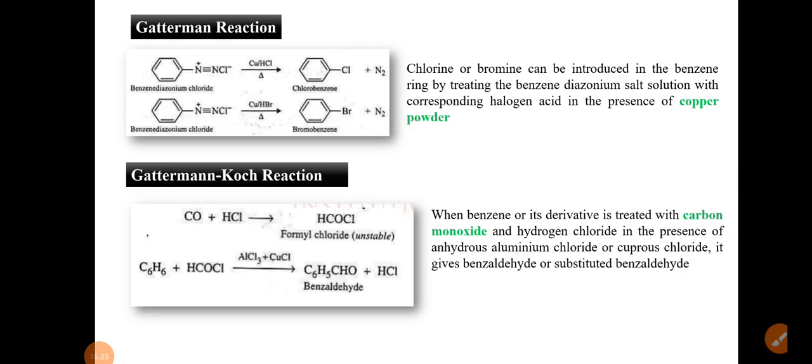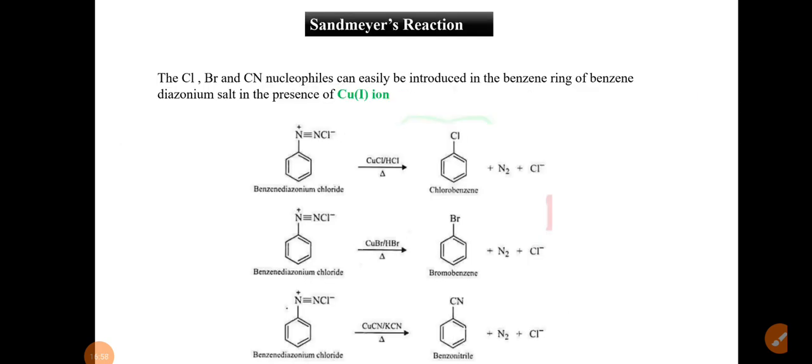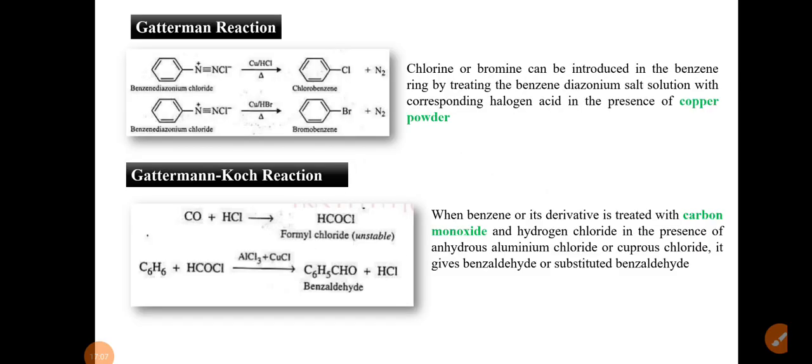In the Sandmeyer reaction we are using a copper compound, that is, the oxidation state is +1, but here we are using copper powder, right? Cu/HCl or Cu/HBr. Here HCl or HBr is very important, because if you are using HCl then you will get chlorobenzene, and if you are using HBr then you will get bromobenzene. But in the Sandmeyer reaction, you are using CuCl, CuBr or CuCN, right? So that is the basic difference between the Sandmeyer reaction and the Gattermann reaction.